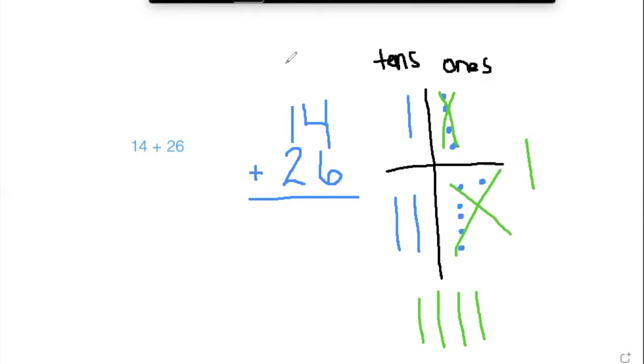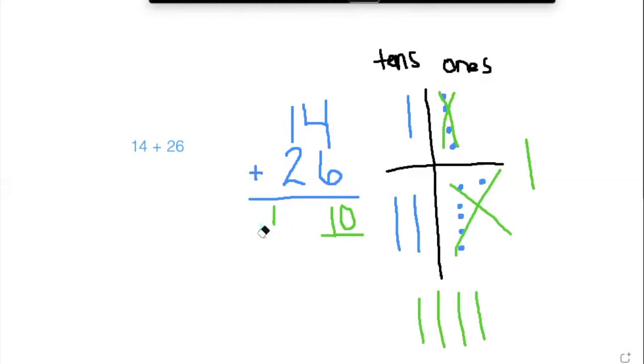If I'm going to add up and down like this, and this is something that you will learn in 2nd grade, I do something that's called regrouping. 4 plus 6 is 10, but I can only have one number in the 1 spot. 10 is not a digit that is just in the ones place.